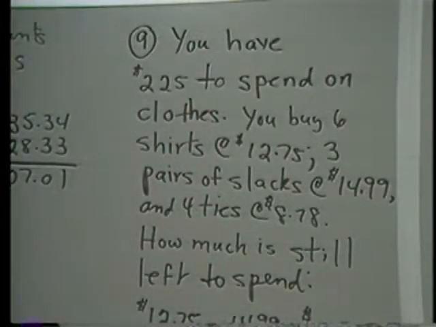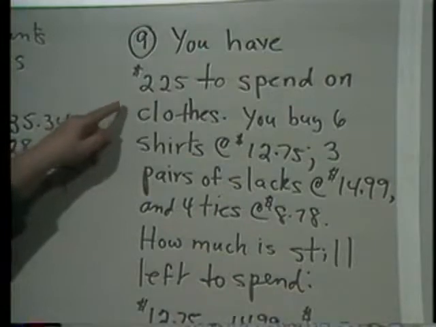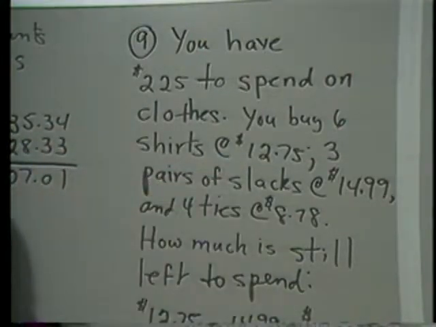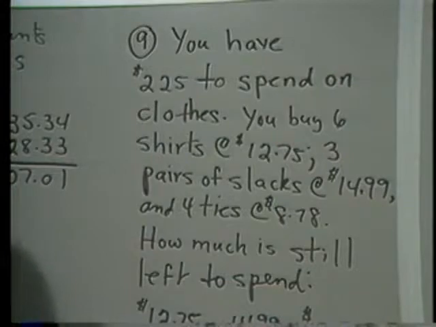Problem number 9 says you have $225 to spend on clothes. That's the same as saying you have a clothing deposit. Now it says you buy 6 shirts at $12.75 each. That's the same as writing 6 checks, each for $12.75. See? And you're buying 3 pairs of slacks for $14.99 each. And you're buying 4 ties at $8.78 each. And the problem says, how much is still in the account left to spend?